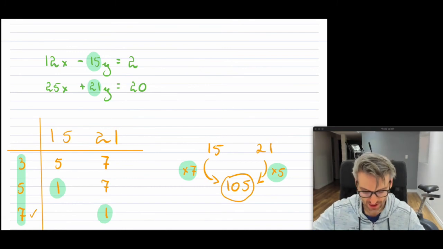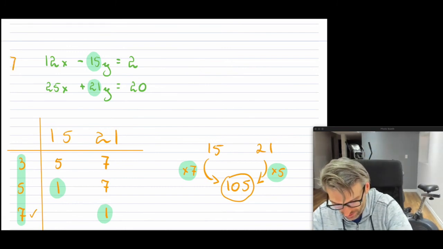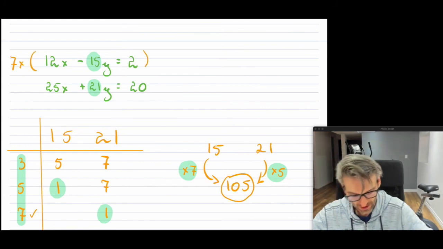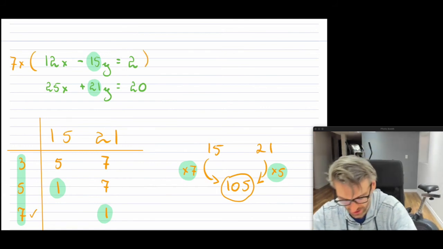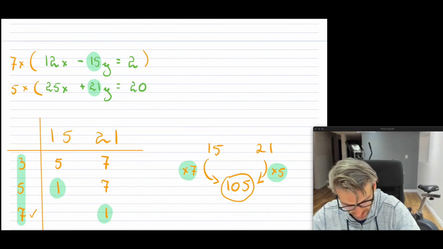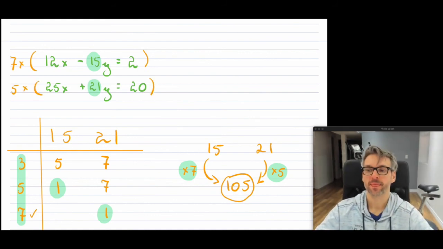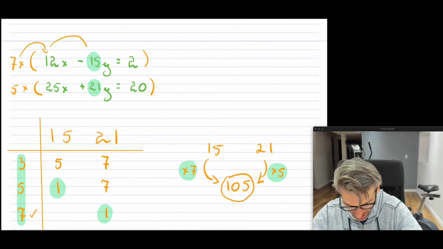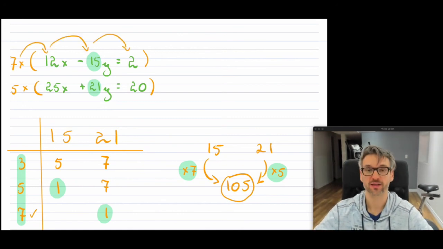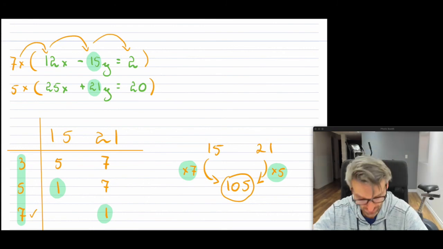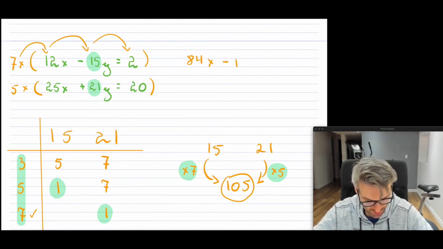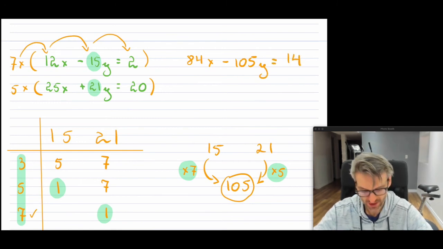So where my coefficient is 15, I have to multiply this by 7. And where my coefficient is 21, I'm going to have to multiply it by 5. So that's what I would have. And now that means I have to distribute this across. And yes, it's annoying, because it's going to start getting bigger and bigger for us. So for example, 7 times 12, well, 7 times 10 is 70, plus 14, so that's 84. So this is going to be 84x. Well, 7 times 15 we already know is 105 because that's the lowest common multiple. And then 7 times 2 is 14. So it's not that bad.